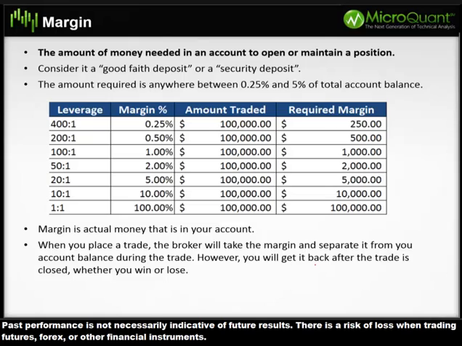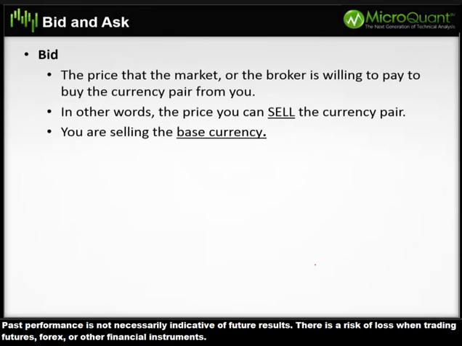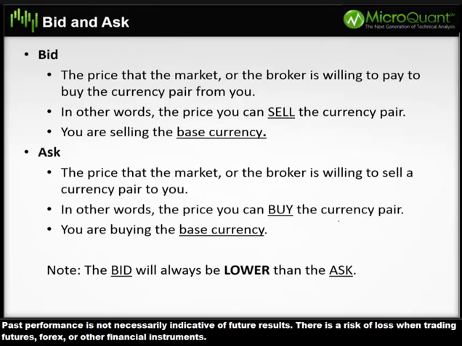All right. Here we go. Bid and ask. These are two key phrases here. The bid is the price that the market or the broker is willing to pay to buy the currency pair from you. In other words, this is what you can sell the currency pair at, and you are selling that base currency that we were talking about. Then, of course, you have the ask here. The ask is the price that the market or the broker is willing to sell the currency pair to you. In other words, you can say it's what you can buy the base currency at. If anyone's selling to you, you're always going to buy, right? So you're buying the base currency.